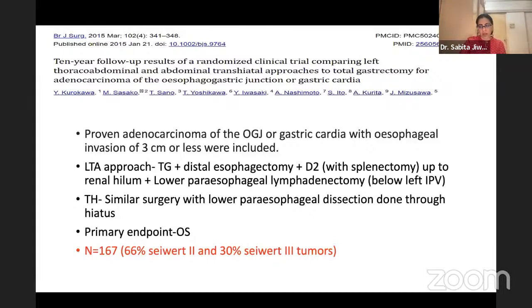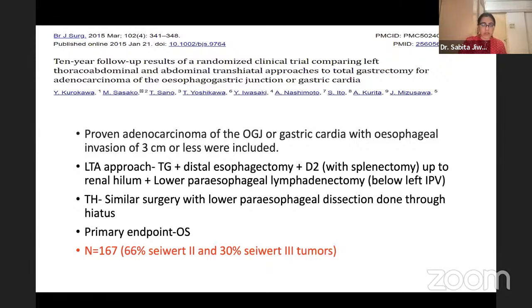Again, this trial could not accrue the total number of patients. They modified the endpoint midway because the accrual was very, very long and slow, which is typical of surgical trials. Most of the surgeons will continue to do what they think is right, and they will not be ready to participate in a trial which will be outside their comfort zone. That's why we have so few surgical trials which compare different types of surgical approaches.